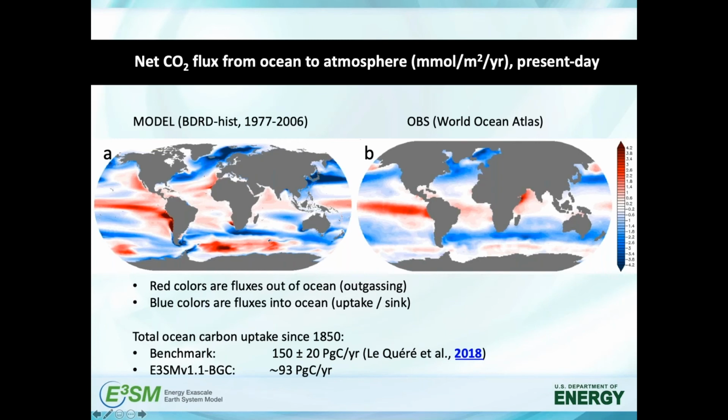And when we looked at the total ocean carbon uptake since 1850, so a similar benchmark to the one I just showed for the land, the E3SM model is predicting only 93 petagrams carbon per year uptake on average since 1950, whereas the observationally derived inventories suggest it should be in the range of about 150 petagrams carbon per year, and our model is significantly less than that and outside of all of the inventories we looked at and also CMIP5 models. And so this we think is a pretty serious issue.